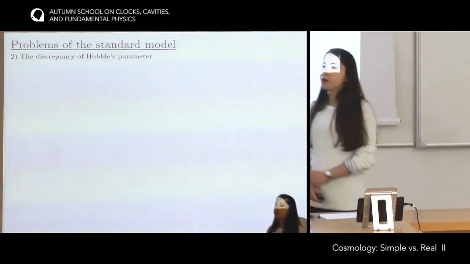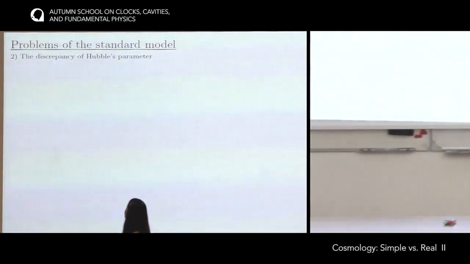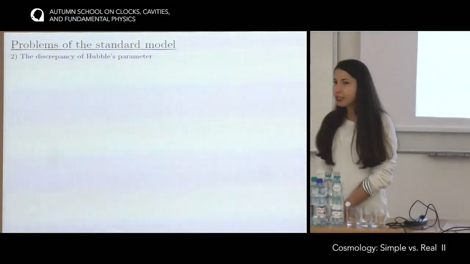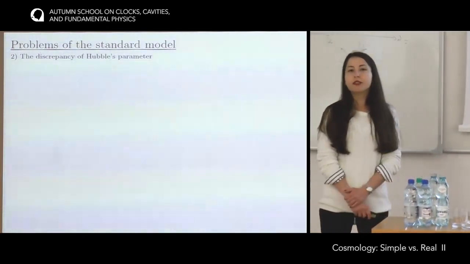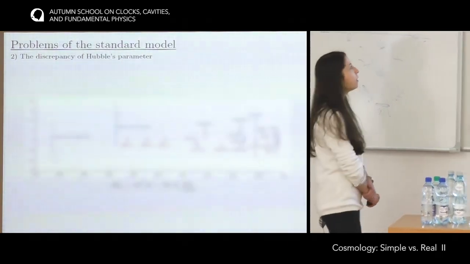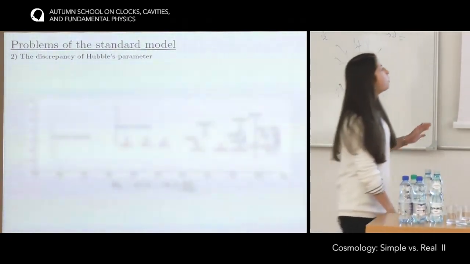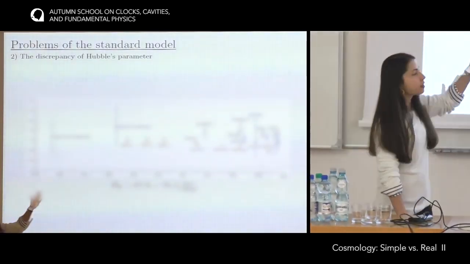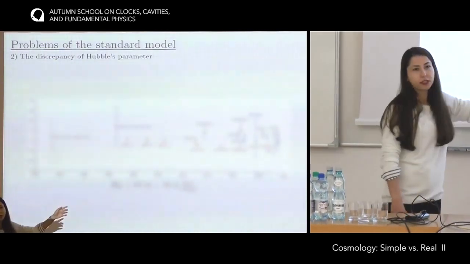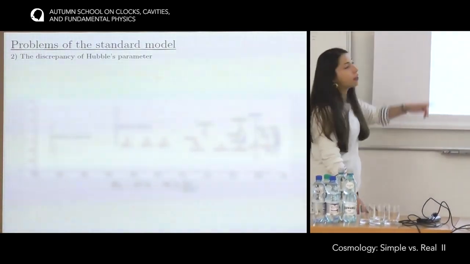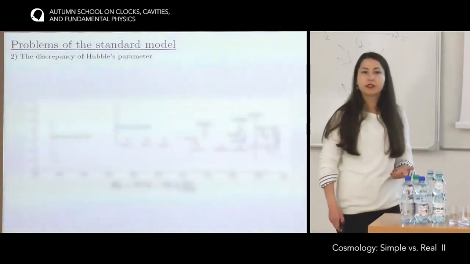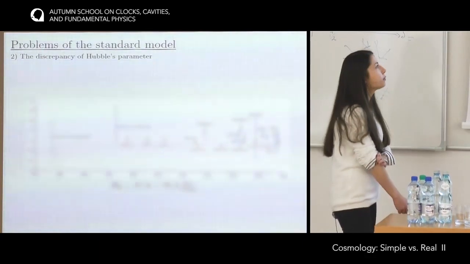So another problem, which is again related to the dark energy problem, is the Hubble's parameter. Remember yesterday when I was talking about the magnitude of the Hubble's parameter, I was saying about 70. I couldn't give you an exact number because of this. Those are the cosmological experiments that have been done. The horizontal axis gives you the years they were done, and the vertical axis gives you the magnitude of the Hubble's parameter in kilometers per second per megaparsec.